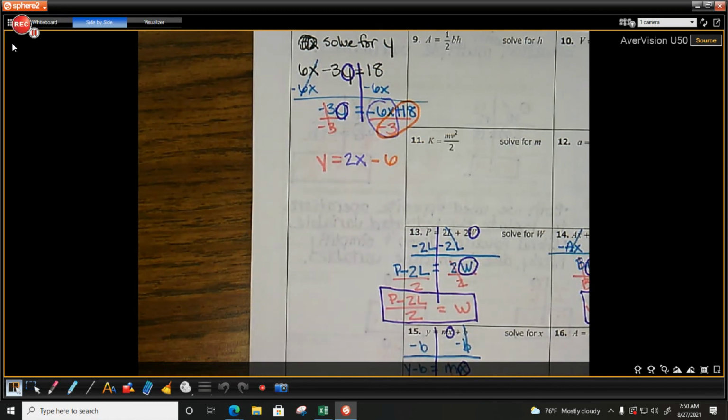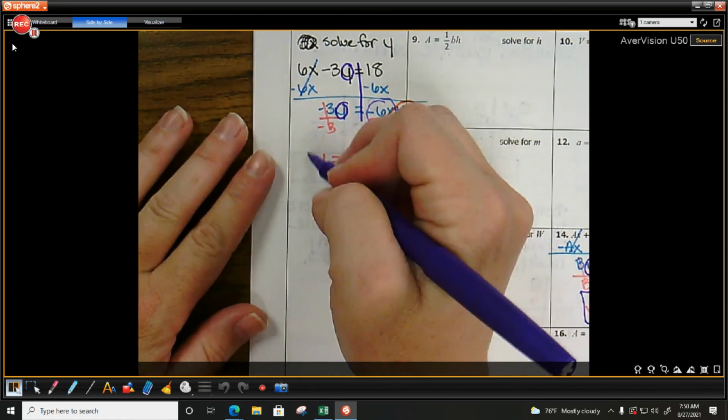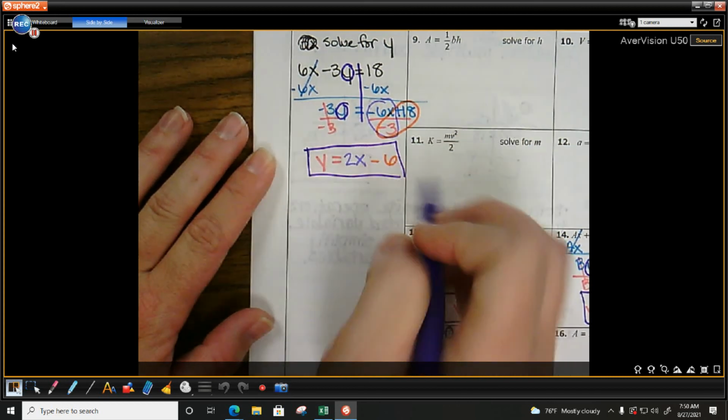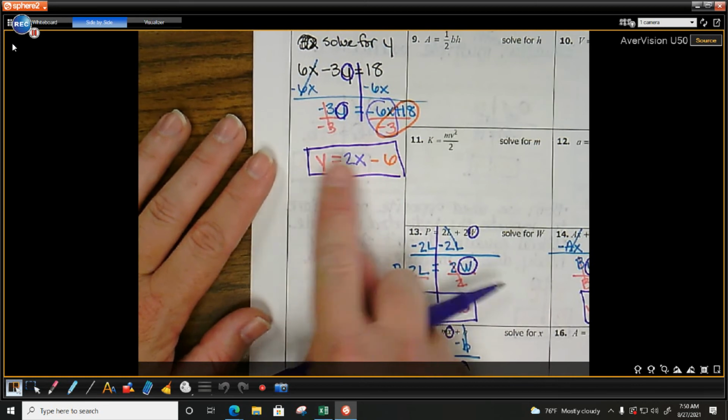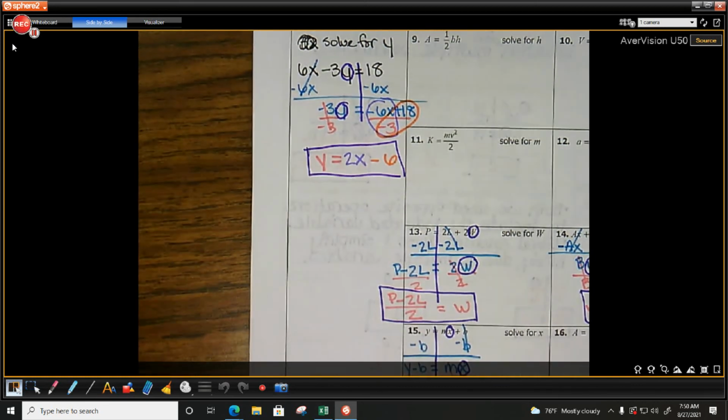So when you have more numbers in the problem, normally you're going to be able to simplify it a little bit more. Do we remember from last year what this is? Does anyone remember? This is a line. This is a linear function. We will be doing these a lot this year.